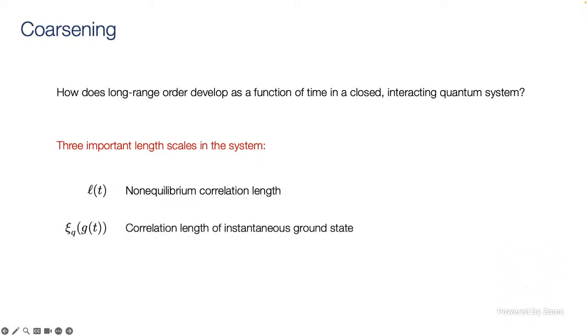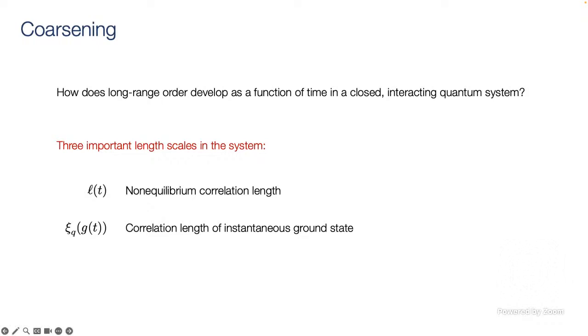There's also the correlation length of the instantaneous ground state. Okay, so depending on where I am in g, I have a ground state of the Hamiltonian at that point. That ground state has a correlation length. So this is what we call ξ quantum. Okay. Now, since we are out of equilibrium, L of t does not necessarily track ξ quantum.